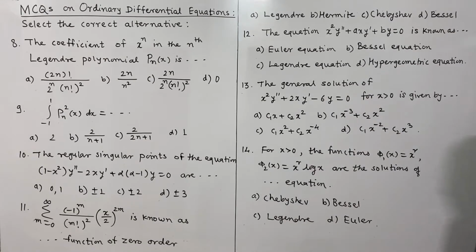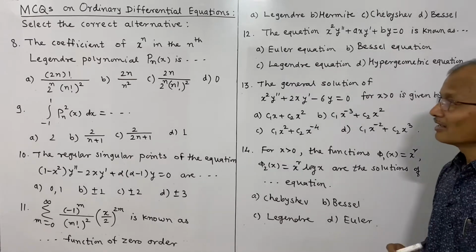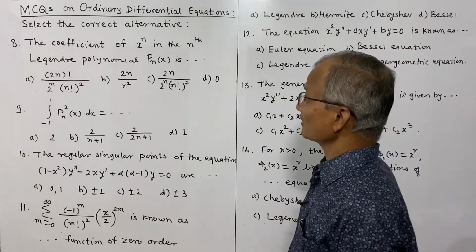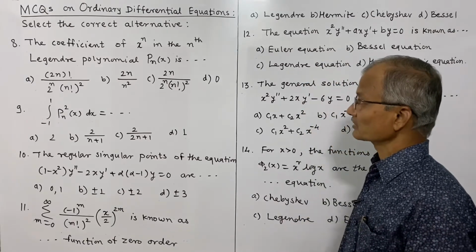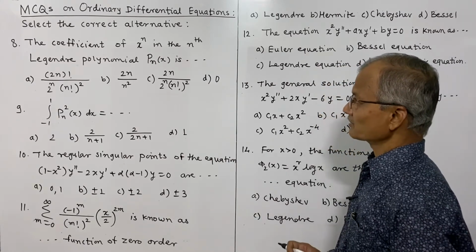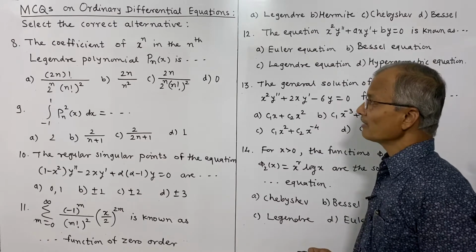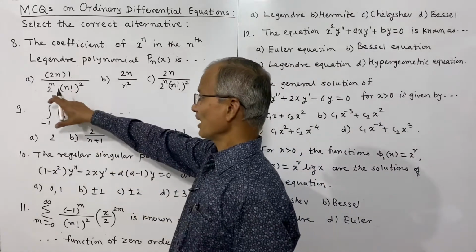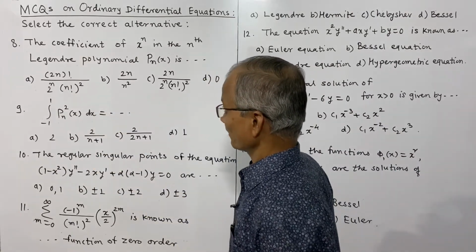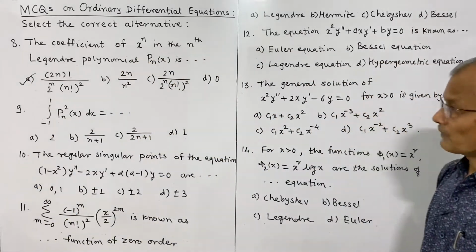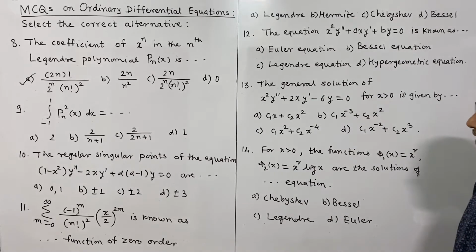These are the next questions. First attempt yourself and then verify the answers. The 8th question is the coefficient of x power n in the nth Legendre polynomial Pn of x is. Now that is in the method of solution of Legendre's equation, and the polynomial Pn of x is obtained as 2n factorial divided by 2 power n into n factorial square. So this is the correct alternative for this.